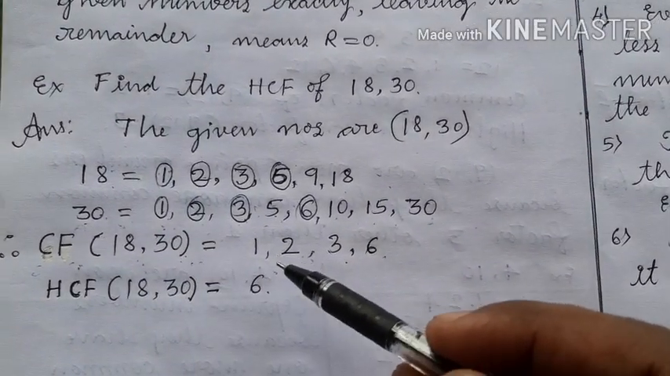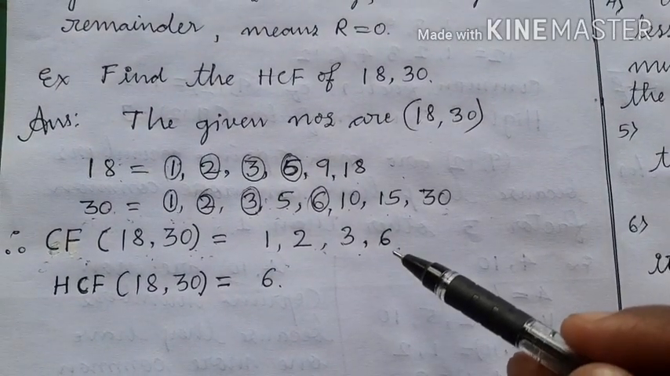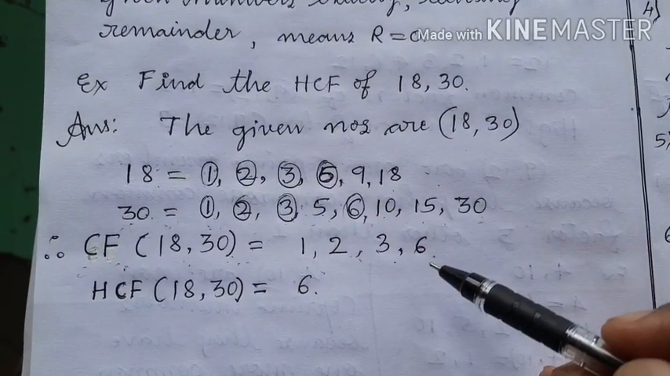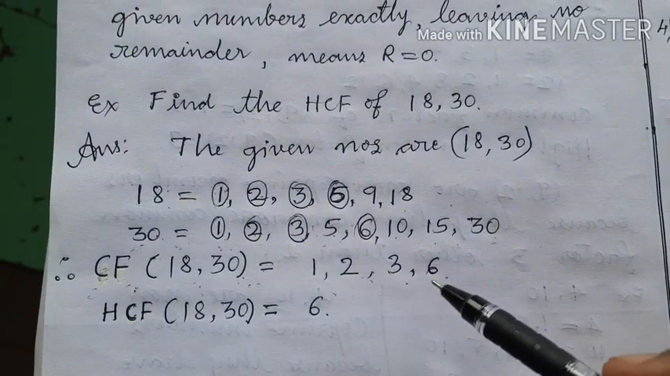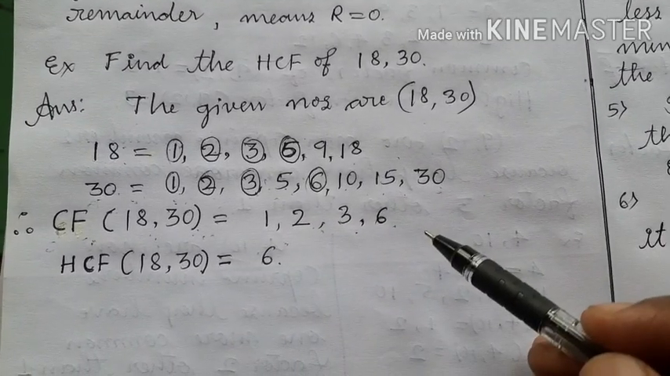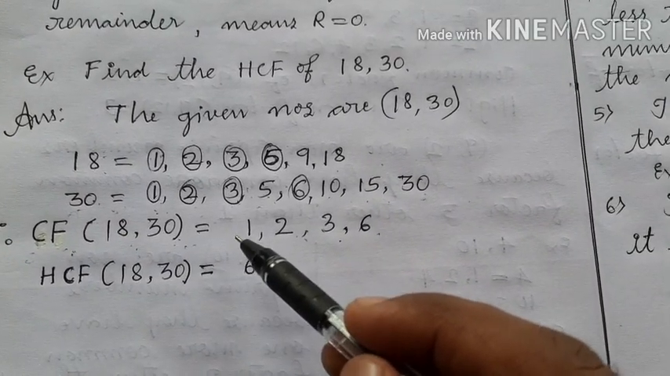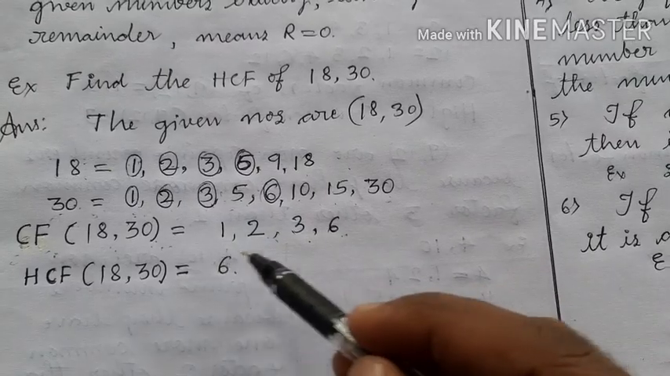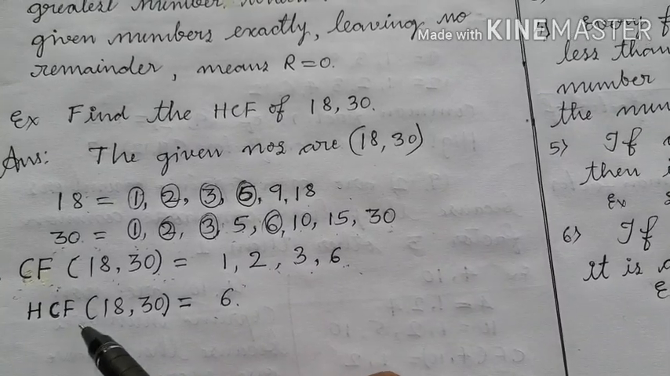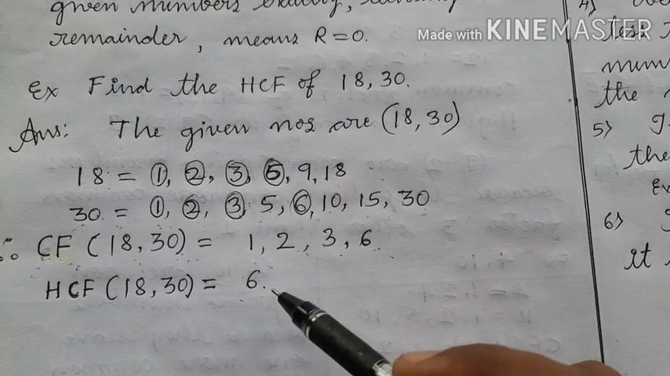But here children, 1 is also a common factor, 2 is also a common factor, 3 is also a common factor, 6 is also a common factor. Among the 4 common factors, which is the highest common factor? Here 6 is the common factor of 18 and 30, and it is the highest common factor among the 4 factors. That is why 6 is called the HCF of 18 and 30. Highest common factor of 18 and 30 is equal to 6.